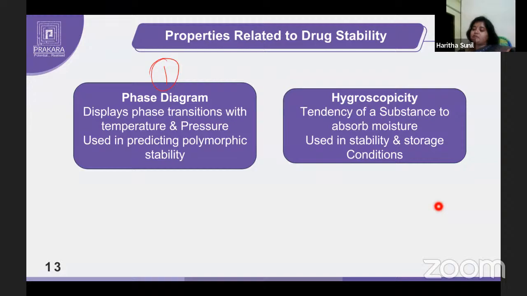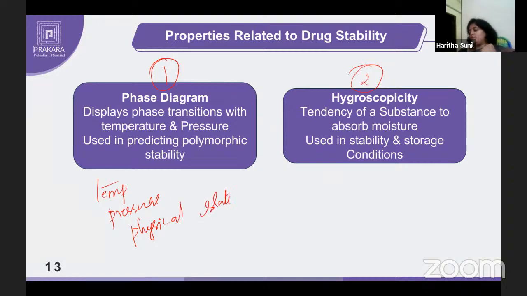The first one is the phase diagram and the second one is hygroscopicity. So the phase diagram is nothing but a graphical representation of the relationship between temperature, pressure, and the physical state of the substance, right? Here it indicates the phase transitions such as melting, sublimation, as well as vaporization. And it is always used in predicting the polymorphic stability.